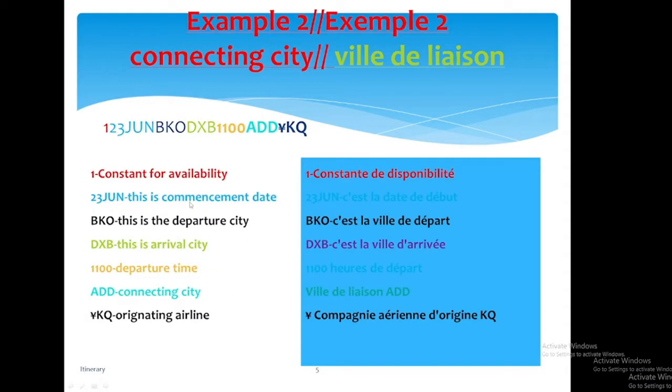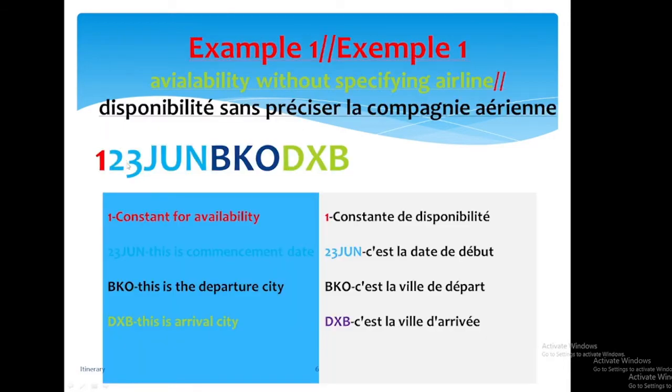So sorry for that. For example two, I want to add a connecting city. The reason I'm putting this is that even if you don't know the airline that is going to a particular place, if you know the connecting city, you can type it this way and you still get the same result. Alright, so like I said, 1 is constant.